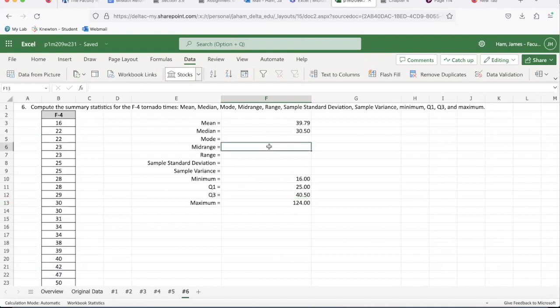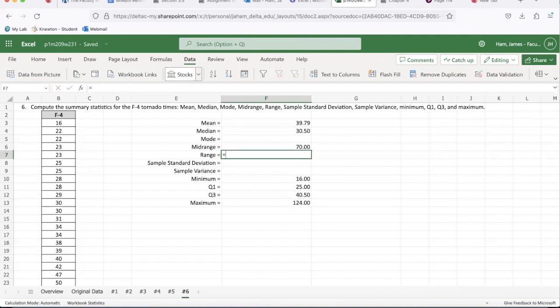Now the mid-range is equal to, and what you can do here is you can take the minimum, remember it's the midpoint between the max and the min. And so you can just come down here and select the cell where the maximum number is, and it calls up the cell F13, then you type in a plus sign, and the other number you want to add together is the minimum, which is sitting in this cell, and then you close it off, you add those two numbers together, and then divide by 2, and there's the mid-range.